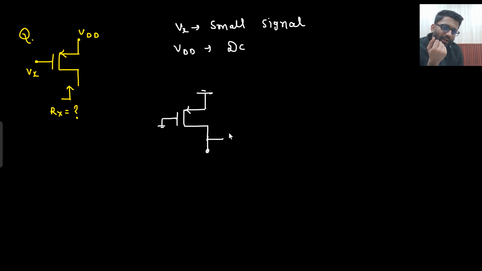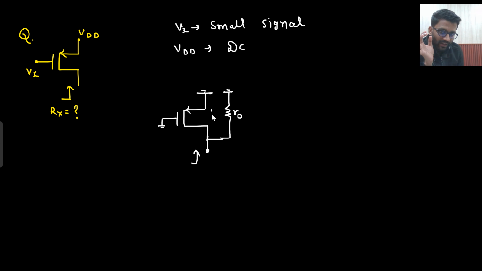From here I need to calculate. So from here to ground, what will I see? R0 only. So what will be the resistance? This potential is gone, this potential is gone, and these two decide the potential. These two decide the current in MOS.